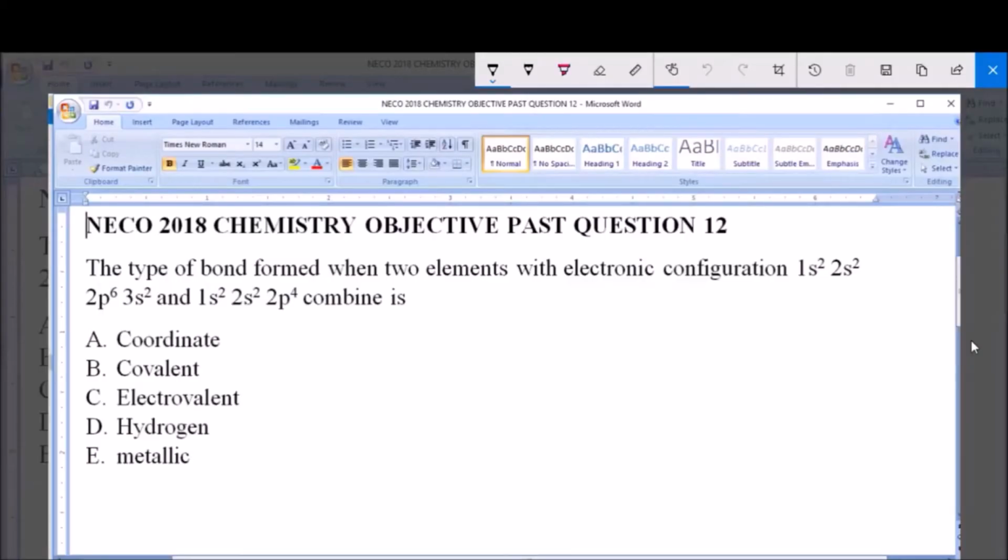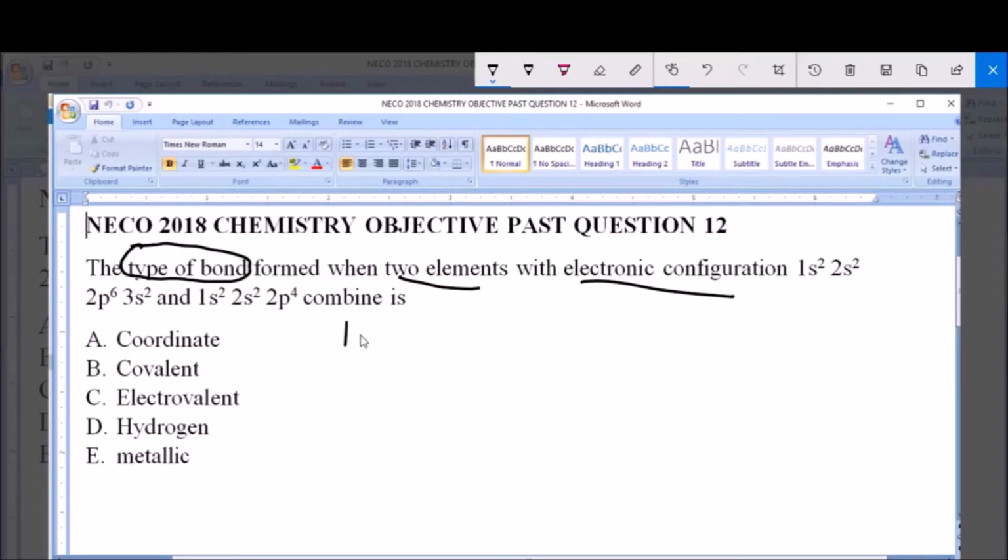Hello and welcome. I will be answering NECO 2018 Chemistry Objective Past Question 12. The type of bond formed when two elements with electronic configuration 1s2, 2s2, 2p6, 3s2, and 1s2, 2s2, 2p4 combine is: A. Coordinate, B. Covalent, C. Electrovalent, D. Hydrogen, E. Metallic. So you are given the electronic configuration of two elements, and you are asked to deduce the type of bond that will be formed between those two elements.